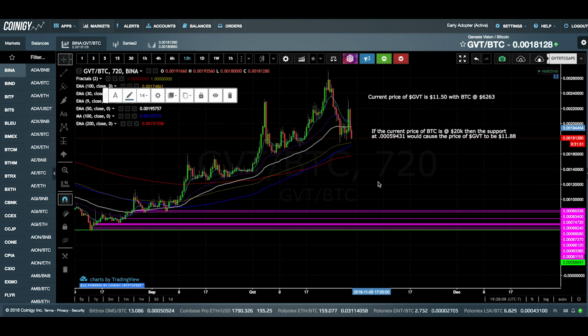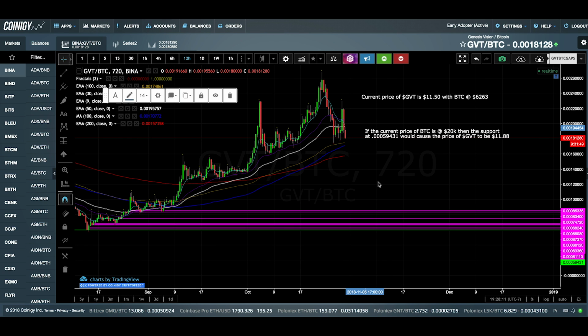So now you can see how two different pairs of the exact same coin can give you two different results depending on how you pair your coin.